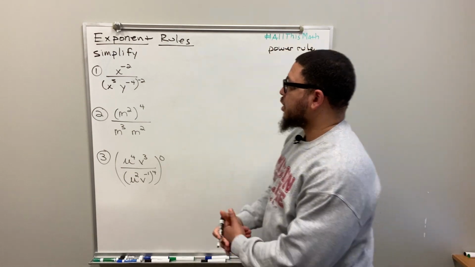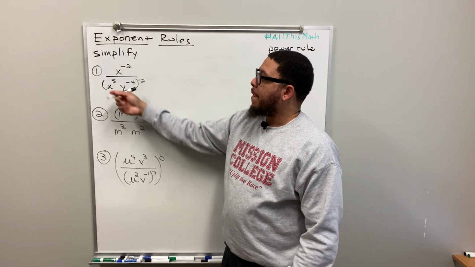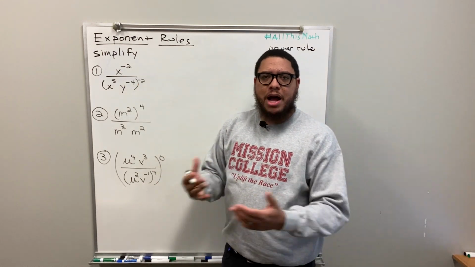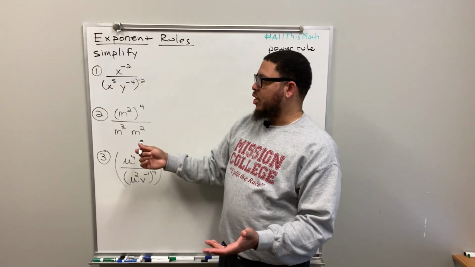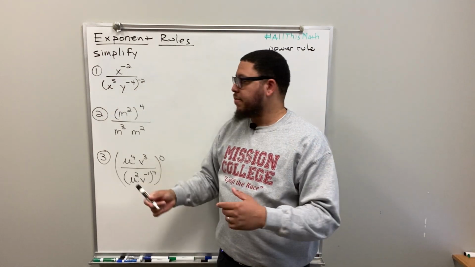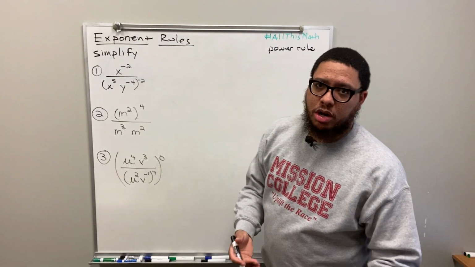The power rule, because you already have this x to the 5th power and this y to the negative 4th power, but then outside of the parentheses, you got another exponent. Some textbooks call it the power of a power rule, because that's kind of what it is. It's like x to the 5th, then raised to the negative 2 power, y to the negative 4, then raised to the negative 2 power. So some textbooks call it the power rule.